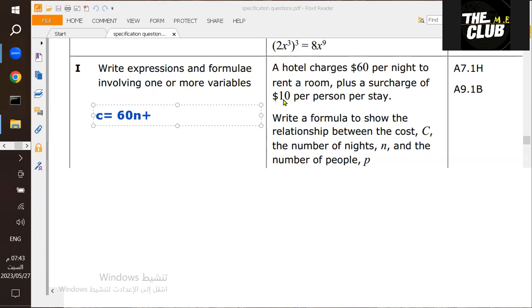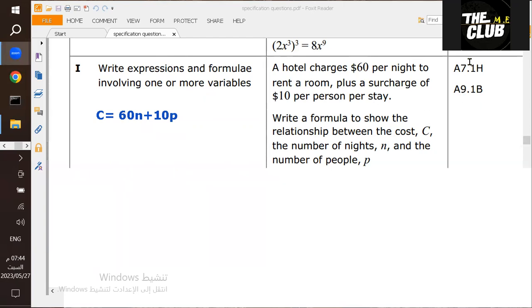Okay, so writing expressions, as we said, first thing we write C as the cost. So we have cost: 60 times n, which is 60 times number of nights, and then we have what? We have number of people P plus a surcharge of $10 per person per stay. So it is 10 multiplied by P, because if it was one person it would be $10, two people would be $20. That's the idea. So this is the formula they want us to write. That's the idea of this question.